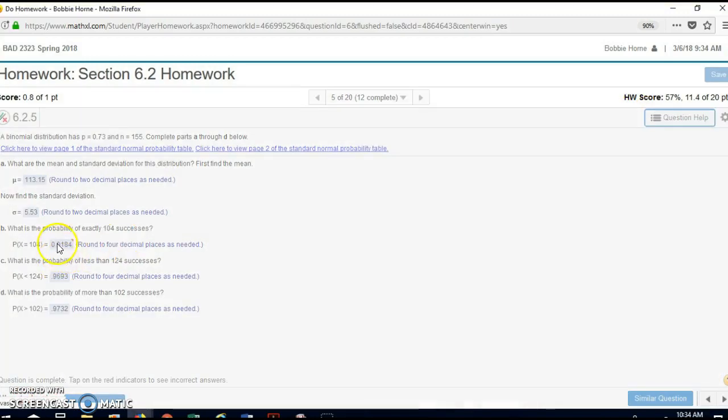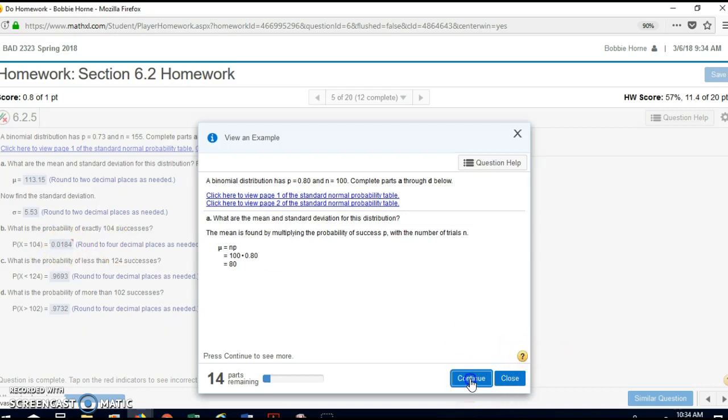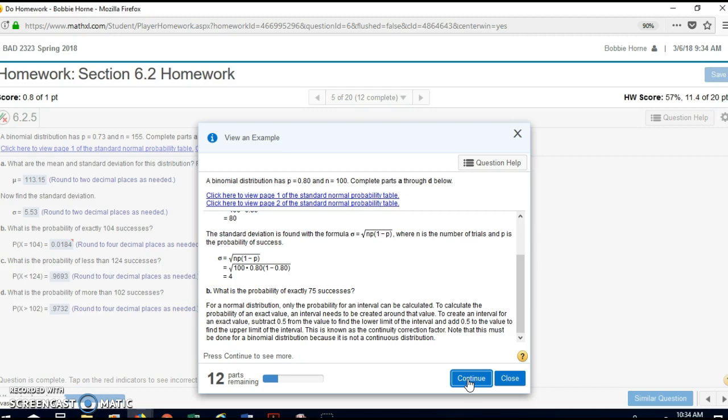I kept writing the wrong number down, so be careful with that too. But when you're working these types of problems, for a normal distribution, only the probability for an interval can be calculated. To calculate the probability of an exact value, an interval needs to be created around that value. To create an interval for an exact value, subtract 0.5 from the value to find the lower limit and add 0.5 to find the upper limit.